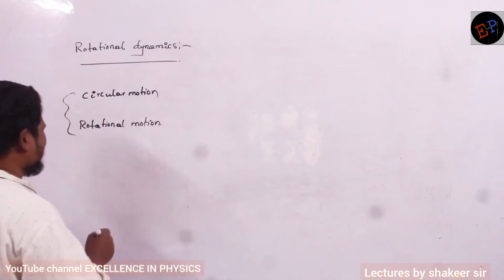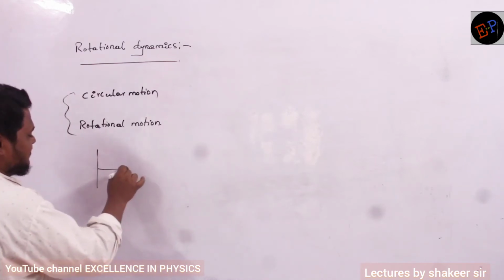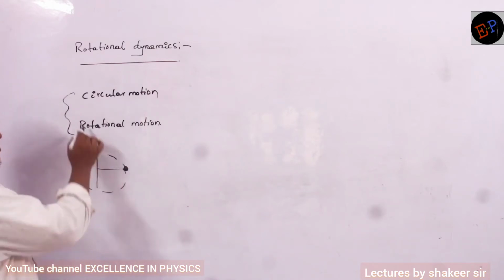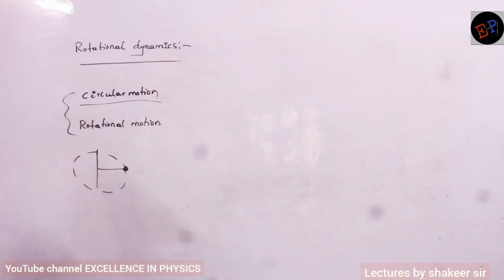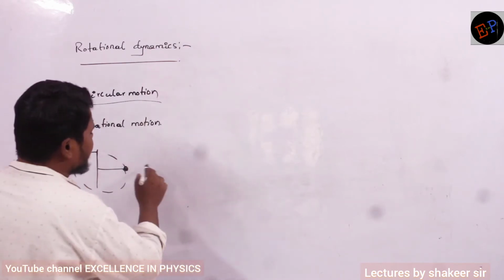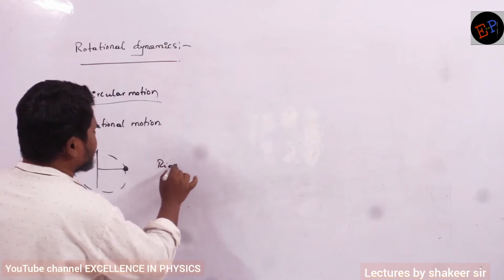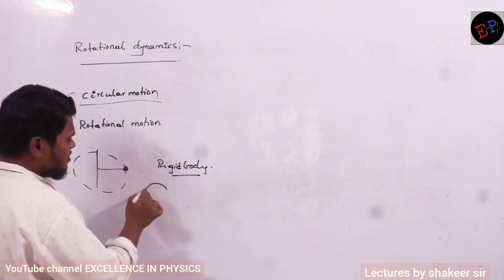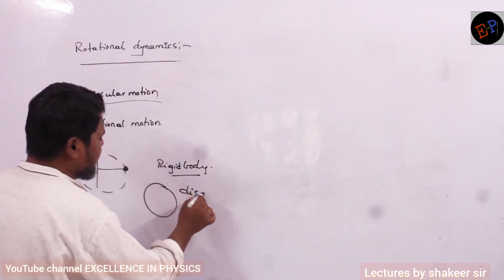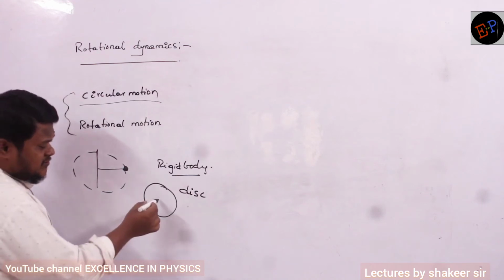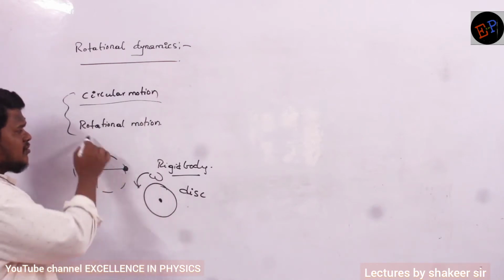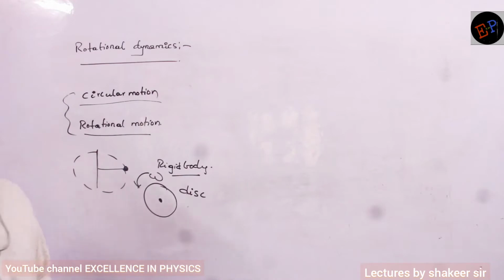See, circular motion means we take a single point, a single body, and it is moving in a circular path. This is called circular motion. Rotational motion means we take a rigid body. For example, a disk is a rigid body. If this total disk is rotating about this axis with an angular velocity of omega, then this type of motion we call rotational motion. That is the difference.